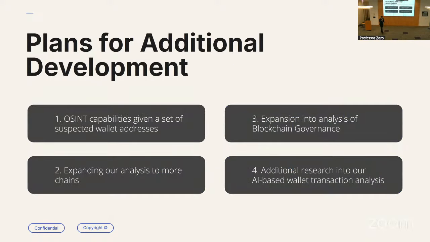Now, plans for additional development: we want to do some more open source intelligence. Nowadays, especially with services like Maltego, if you have a wallet and perhaps some additional information, you can actually get some data on the person behind the wallet. It is possible in some cases, and for example in a compliance investigation, that would be extremely powerful. So more open source intelligence integration is what we're looking to do. Of course, we're always looking to expand into blockchain governance, and we're always looking to expand on our current mathematical model, and there's always more research to do.